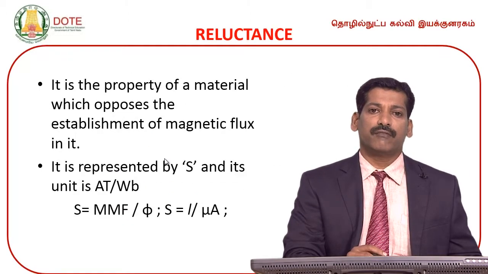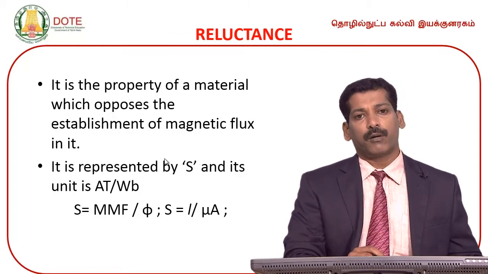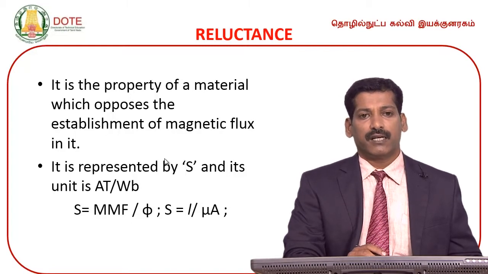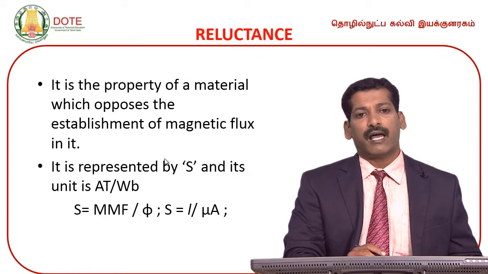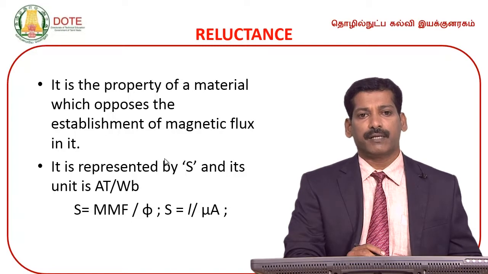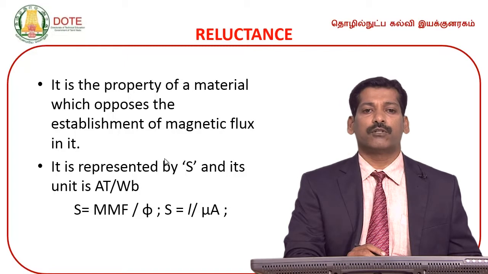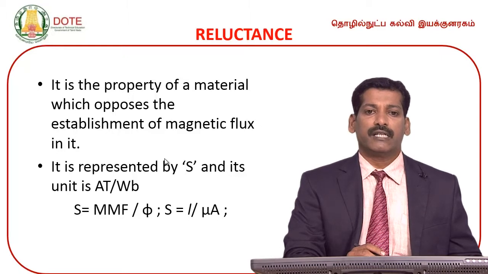Then comes the definition of reluctance. It is the property of the material which opposes the establishment of magnetic flux in it. It is represented by the letter S and its unit is AT per Weber, where AT is ampere turns. S is equal to mmf, that is magnetomotive force, divided by magnetic flux, which is also given by the expression L by mu A.